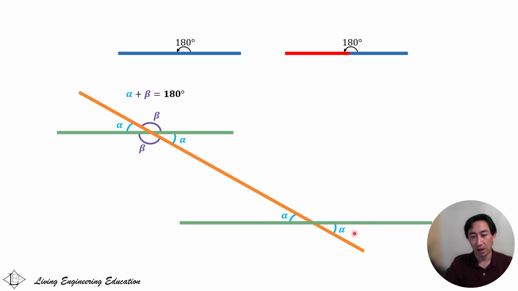If these are both alpha, I know from the definition that a straight line has an angle of 180 degrees. That means this angle alpha plus whatever this angle is must equal 180 degrees. So that must be beta. If this is beta, I know opposite angles of intersecting lines must be equal. So this is beta, this must also be beta, right?